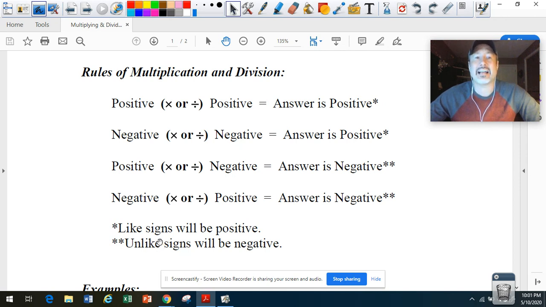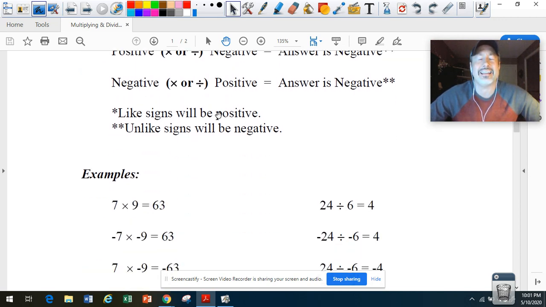Now, when the signs are unlike, they are different, okay? That's this one here. A positive times a negative or a positive divided by a negative, my answer is always going to be negative, okay? Or I take a negative times a positive or a negative divided by a positive. The signs are different. My answer is going to be negative. So these are the four basic rules that you need to understand here. As long as you understand those rules, life will be easy. So let's look at some examples here.